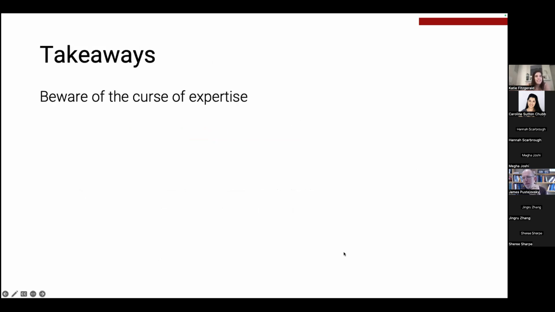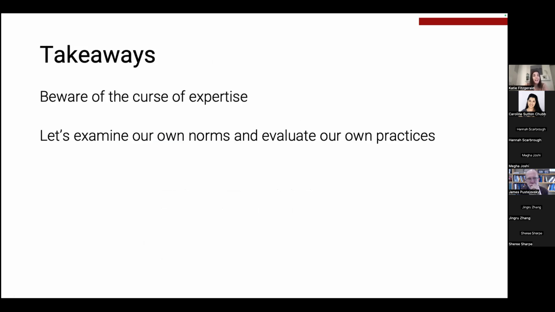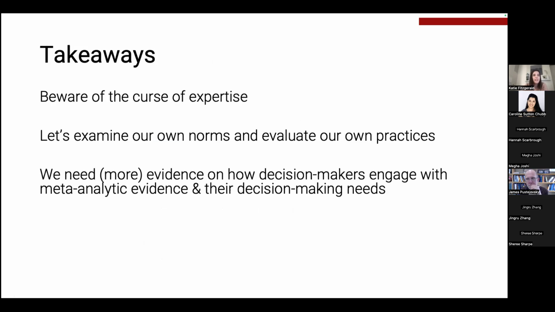So some key takeaways: I think we need to beware of the curse of expertise. I think we as researchers need to examine our own norms, evaluate our own practices, and turn the tables on ourselves a little bit. And we need more evidence. We need more descriptive evidence on how decision makers are engaging with this meta-analytic evidence. What are their meta-analytic reasoning skills? What are the cognitive pitfalls? And what are their decision-making needs? And is the evidence we're putting out there meeting those needs or not?